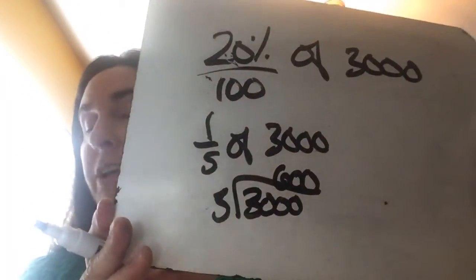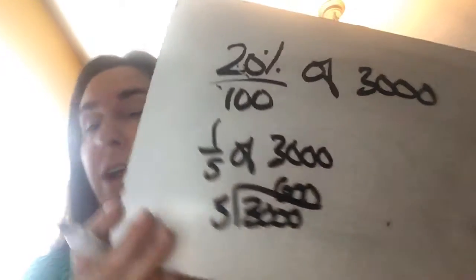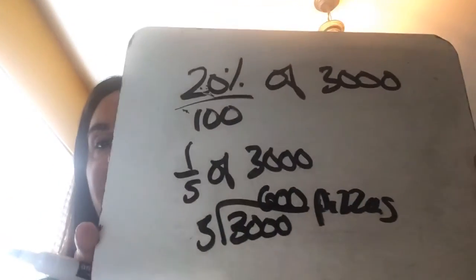Okay, a reduced fraction will be 1/5. 1/5 of 3,000 is 3,000 divided by 5. Gives me 600. That's not correct. It's a story problem. 600 what? Pizzas. Okay, so that's the first way.